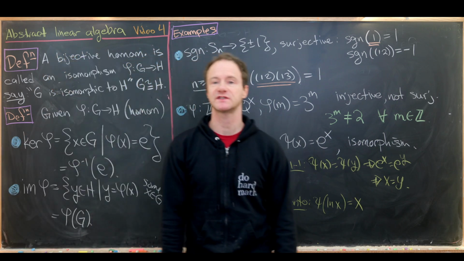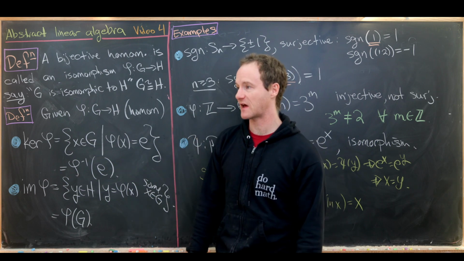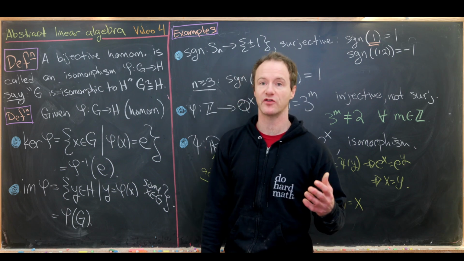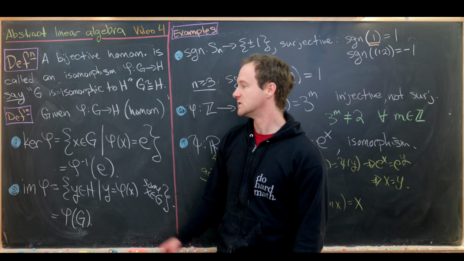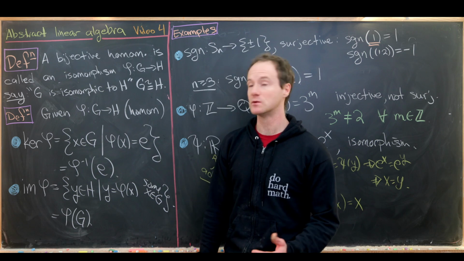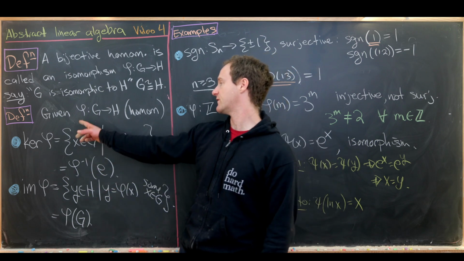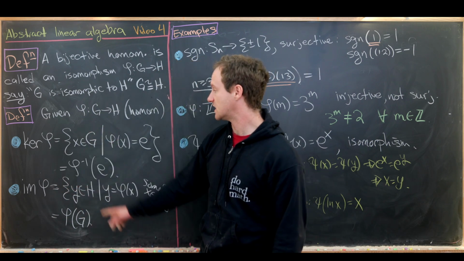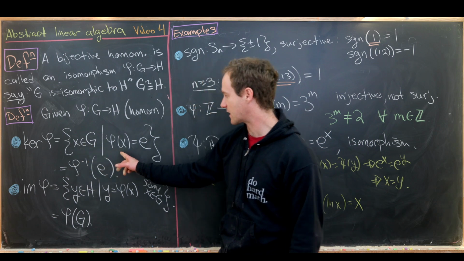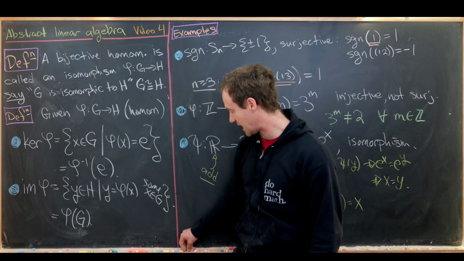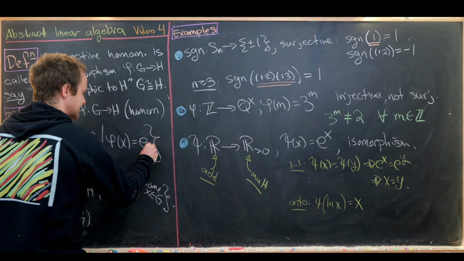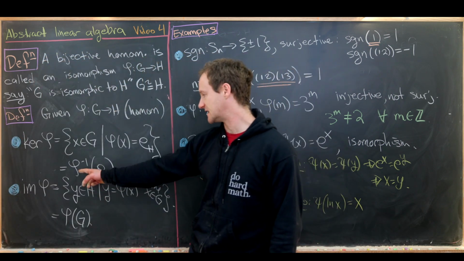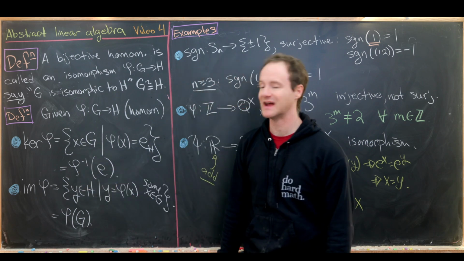Now there are 2 special subgroups that measure how far a homomorphism is from being an isomorphism, and those are the kernel and the image. So let's look at the definition of those here, and then we'll look at some examples. Given a homomorphism phi from G to H, the kernel is going to be all elements from G that are mapped to the identity in H. So perhaps we should have an E sub H here to show that we're going to the identity in H. We could rewrite that as the inverse image under phi of the identity element.